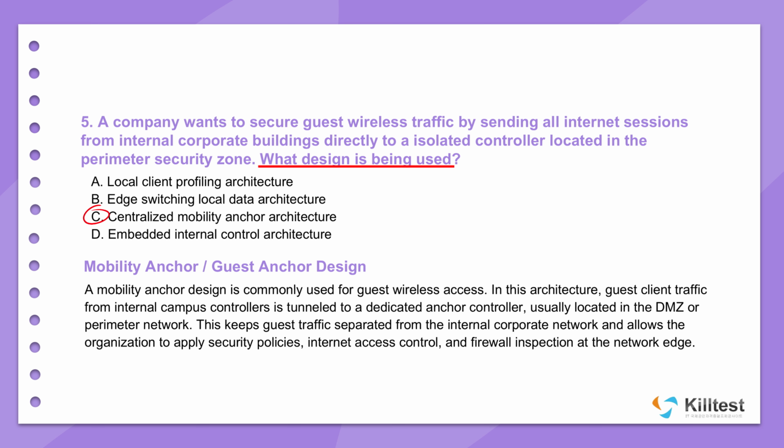Well, by tunneling guest traffic from internal controllers directly to an anchor controller in a DMZ, you keep guest data physically and logically separated from the corporate network. So it is kind of like a VIP escort directly out the back door. Right, yeah. Guests get internet, but they never even see the corporate hallways. I love that VIP escort analogy.